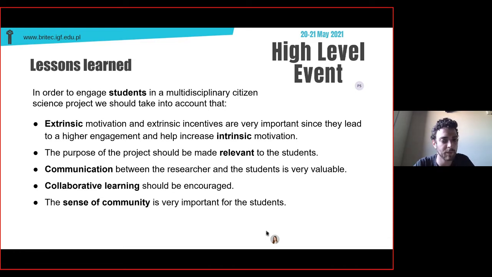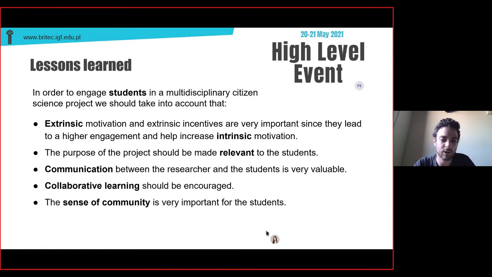Secondly, the purpose of the project should be made really relevant to the students. They must feel that it's something that affects them in some way in their lives or that is connected to their day-to-day. For example, the cell spotting project is evident. It was "let's fight cancer together." Even if what they are doing is identifying tumoral cells, we must not lose sight, and we must not make them lose sight, of the final goal of the project, which is advancing in the fight against cancer. So they must have that ultimate goal in mind, because that way the project will be relevant for them.